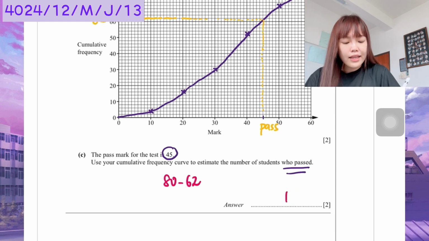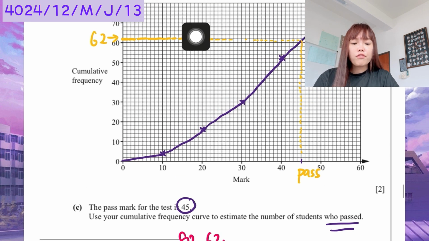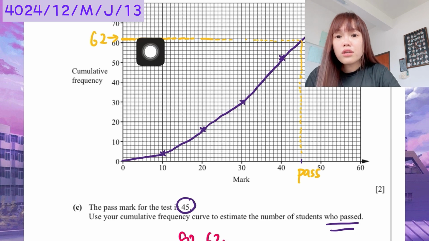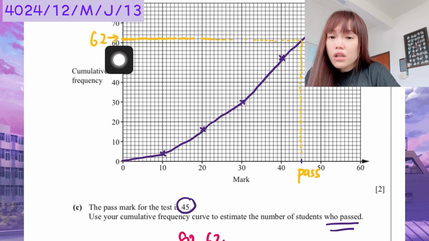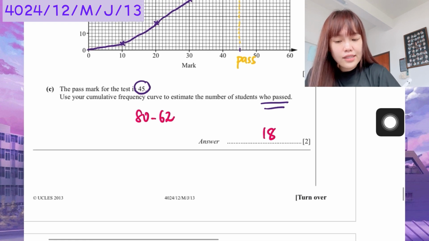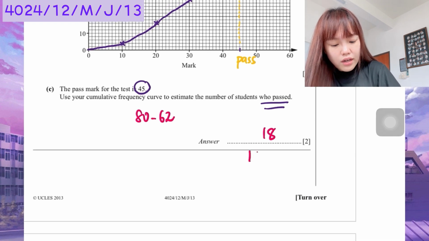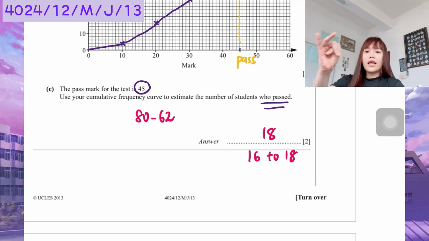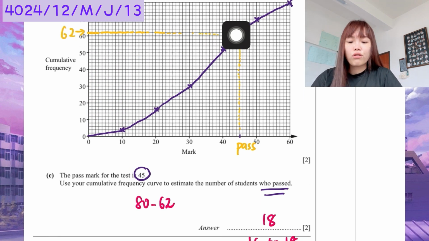Okay, I get 18. It depends on your graph. You might not see this as 62. You might see this as 63 or 64. But after you minus, the answer that is acceptable is between 16 to 18. 16, 17, 18 acceptable. Okay, it depends on your graph here.